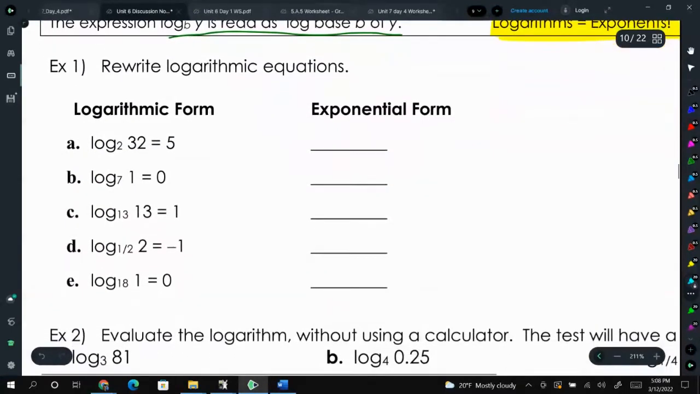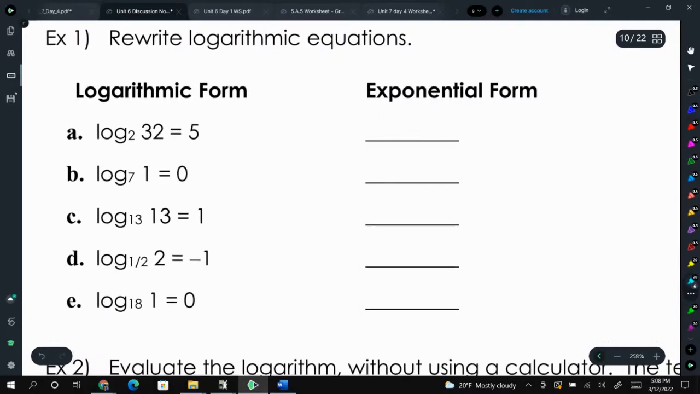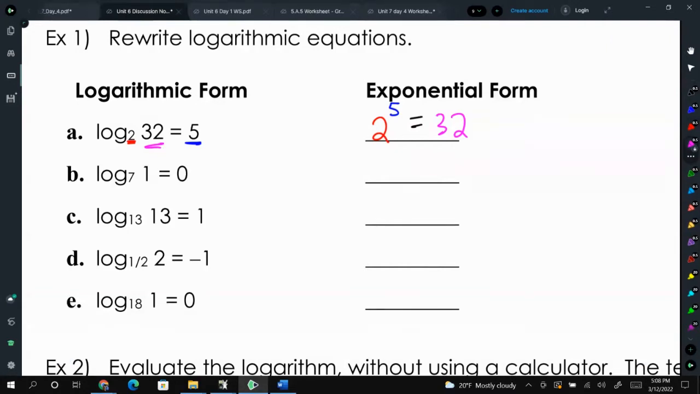So rewrite the logarithmic form into exponential form. So what's our base? Our base is 2. The log equals exponent, so 5 is my exponent. And that will equal what I call the other number, 32. And now if we look at this exponential form, it should make sense. 2 to the 5th power, if we type that in our calculator, that equals 32.